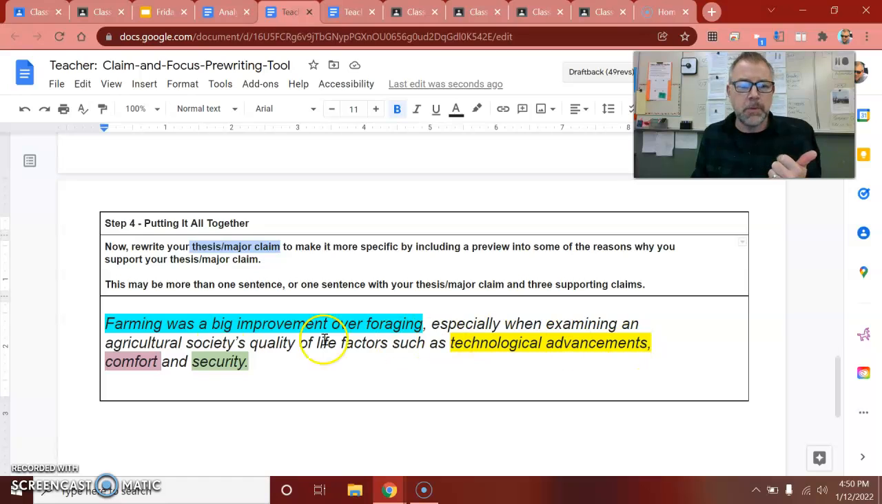So I'm going to talk about that in one paragraph. Comfort, talk about that in another paragraph. And security, I'll talk about that in another paragraph. I want to highlight this. I want to copy it.